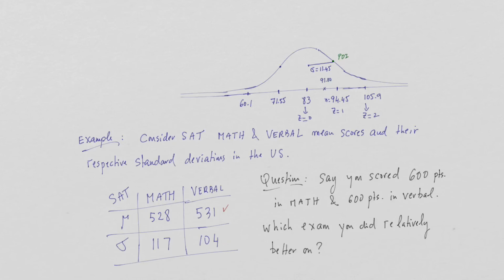The point is, imagine you scored 600. You, the students who are listening to me, you scored 600 points, both in math and verbal. Did you do better in math or better in verbal? That's the question, okay? So you cannot tell, especially if this is higher. You couldn't tell if 600 in math is better than 600 in verbal unless you compute the z-scores that reflect this 600 in math and this 600 in verbal to see which is better.